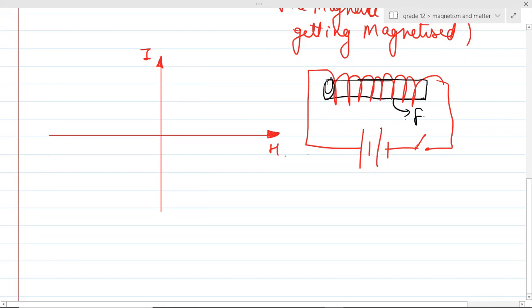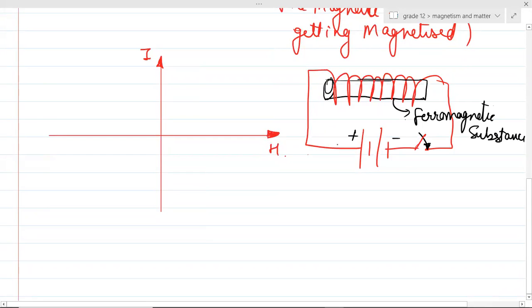This is a ferromagnetic substance, or whatever substance you want to get magnetized. Basically we put it inside the solenoid. Now can anyone tell me what will happen when you close the switch?